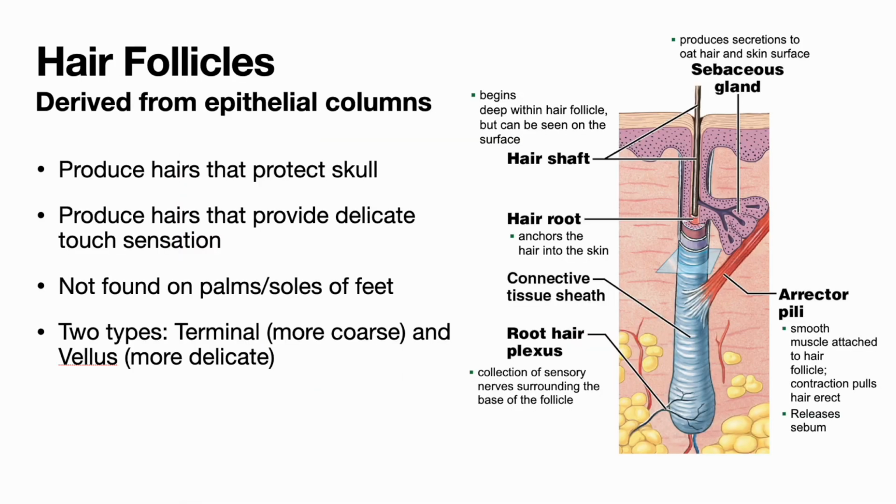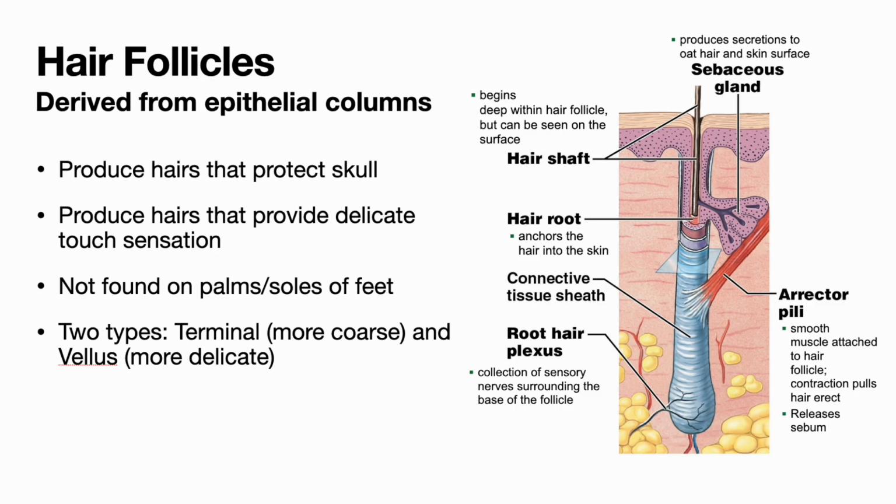So the hair follicles are actually derived from epithelial columns early on in development. And of course, those hair follicles are going to produce the hairs that protect the skull, but also the hairs that provide delicate touch sensation to most of your skin. The exceptions to that are going to be the palms of your hands and the soles of your feet.